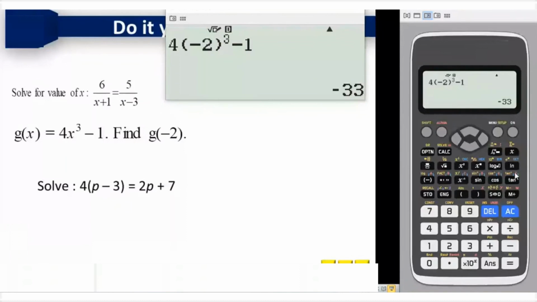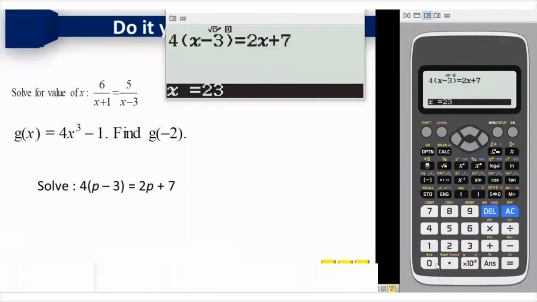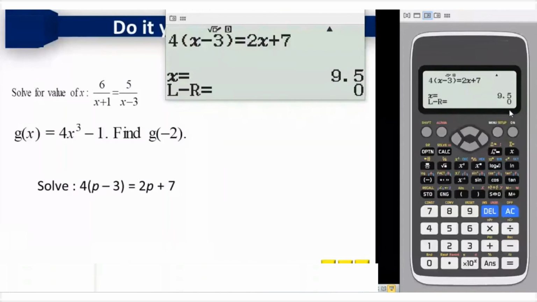For the second question, obviously the calculator does not have p, but p is a variable, so the calculator has x. I will write 4 bracket open x minus 3 bracket close. I will press alpha and equals to. I will press 2. Instead of p, I have x plus 7. And I will press shift and solve. I will keep the stored value of x as 0 and I will press equals to. So the correct answer is 9.5. L minus R is 0, indicating that we have done it correctly. I hope this is clear.